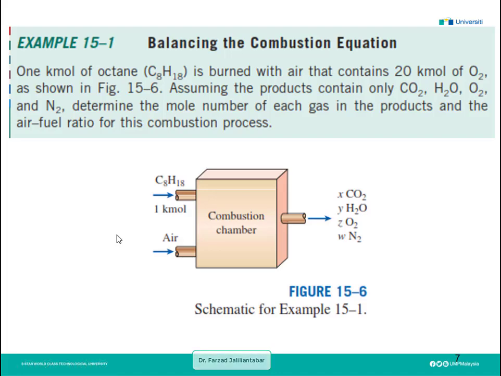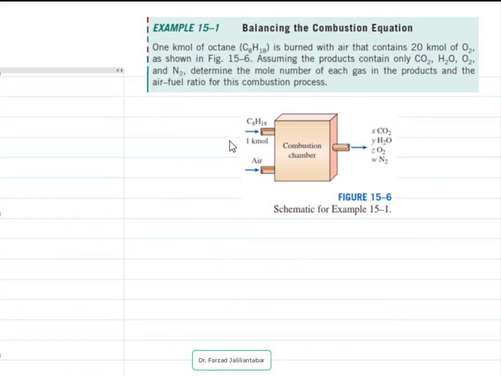Then assume the product contains only CO2. The reactants are CO2, H2O, O2, and also the nitrogen molecule, N2. We don't know how many moles, or the amount, of each one of these molecules. Okay, now how can we write the reaction equation? Let's see how we can solve this problem.